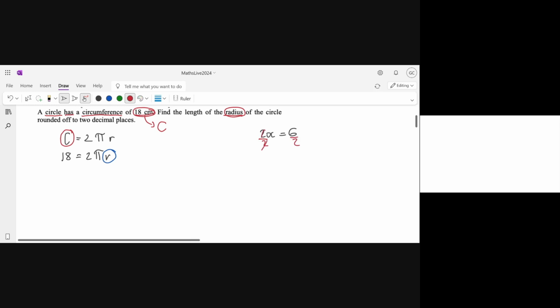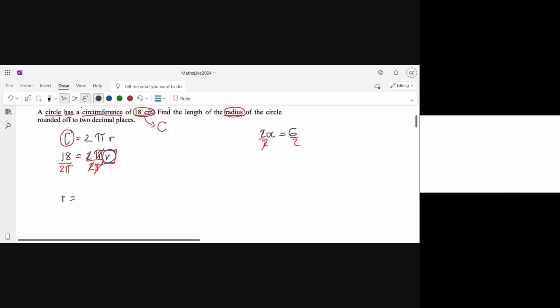Now over here, I've got 2 pi r. I know that 2 pi is multiplied to r. So if I want r on its own, I'm going to divide by 2 pi. And what I do on the right-hand side, I'm going to have to do to the left-hand side as well. So 2 will cancel out with 2, pi will cancel out with pi, and I will have r left on its own. Therefore, r is equal to 18 divided by 2 pi, and I just need to put that into my calculator.